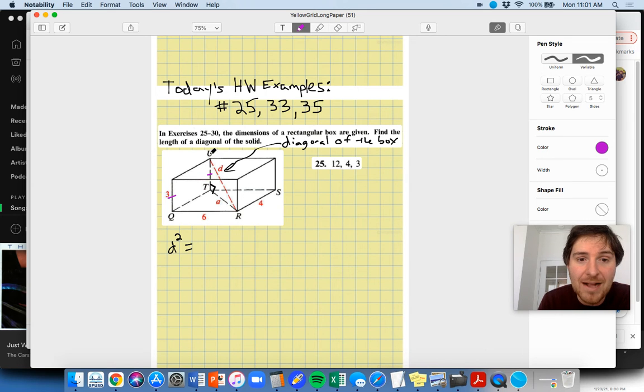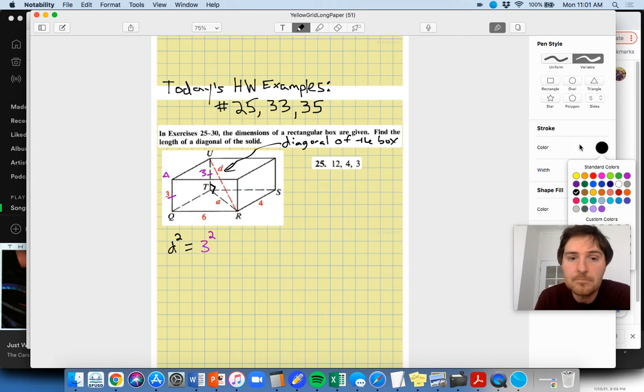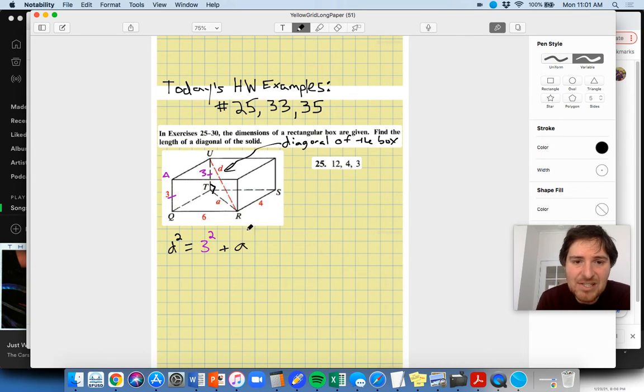So we know that in rectangle UTQ, opposite sides of a rectangle are congruent, because opposite sides of a parallelogram are congruent. Rectangles are just parallelograms that have all right angles. So we know that this is 3. So I know that D squared is going to equal 3 squared plus A squared, okay, right?